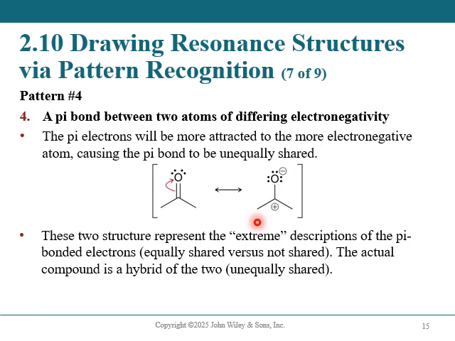These two structures represent the extreme descriptions of the pi bonded electrons. The actual compound, as a reminder, is a hybrid of the two. So what we see in the lab, if we were to measure these bond lengths, these charges, is probably something in between these two structures as seen here.